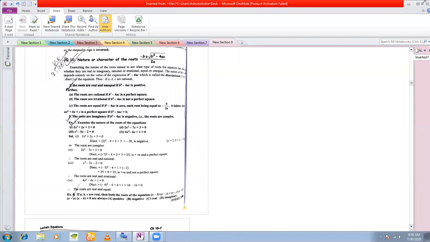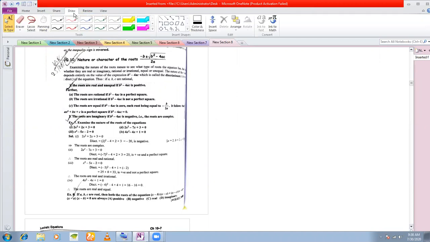In class 10, we had done the nature of roots also. But this time, the nature of roots is a little different. In class 10, there were only three types of nature of roots. But here, this is a little different. These are the rules.